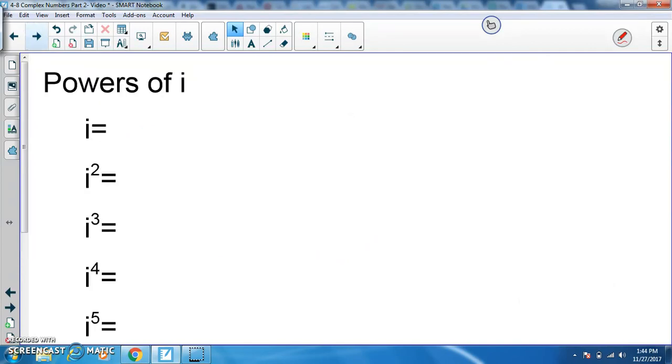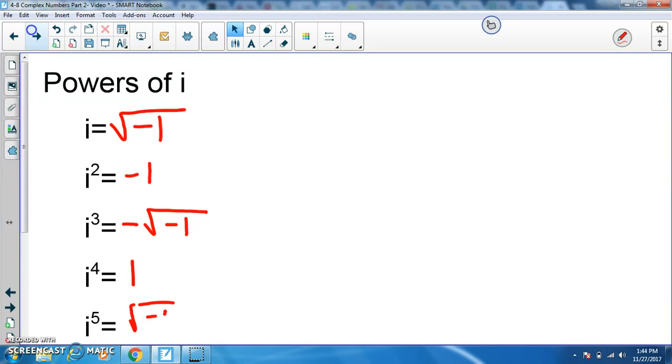Now, powers of i. We know that i is equal to the square root of -1. We know that i squared is -1. So now i cubed is i times i squared, which is negative square root of -1. The i to the 4th power is now going to be i squared times i squared to make it more simple, which is just 1. And now i to the 5th is going to be i to the 4th times i, which is the square root of -1. So there's a cycle here, repeating with these 4 as a pattern.